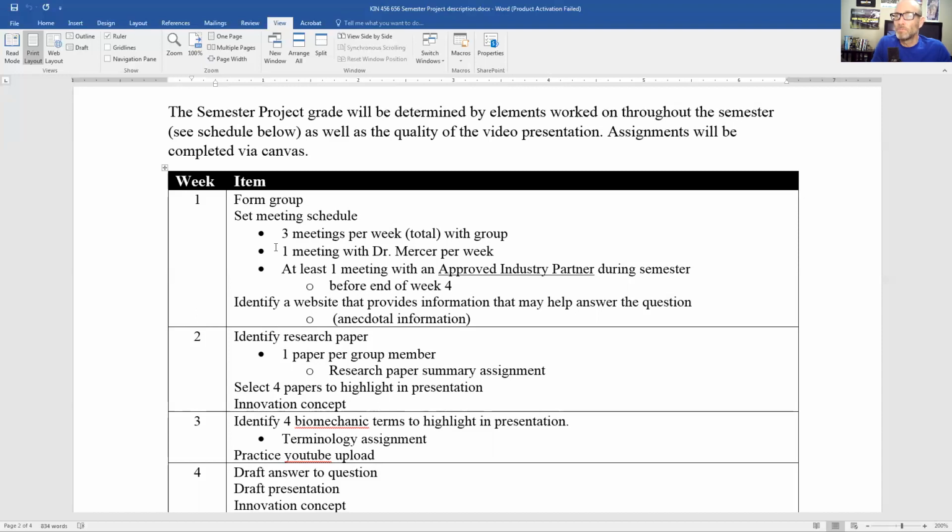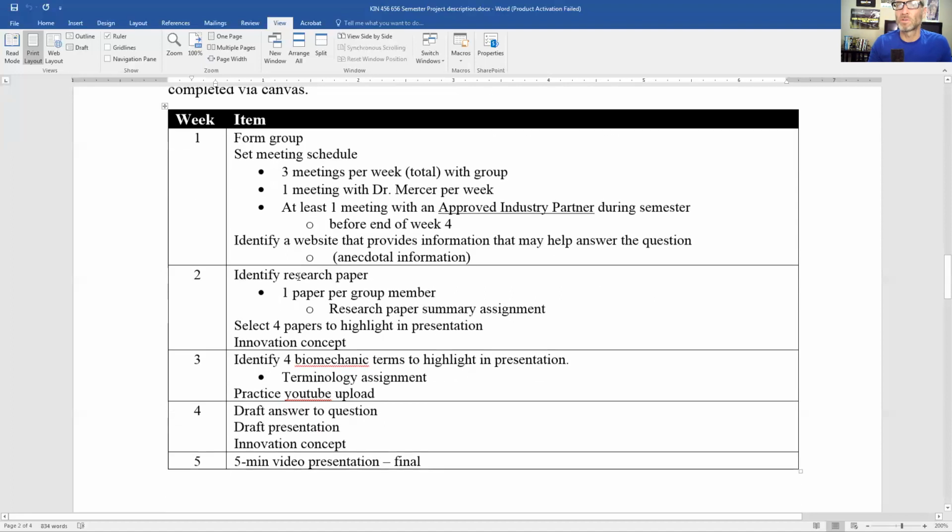And at least 1 meeting with an approved industry partner during the semester. I'm going to have several people who have agreed to help, and fingers crossed it works, because industry partners' schedules change and their demands change. So I'll reserve the right to modify this as needed, but I do want to put you in contact with industry partners. We'll start that really week 2 of the semester, so nothing during week 1 specifically. You're going to identify a website that provides information that may help to answer the question. That is, you're going to find anecdotal information.